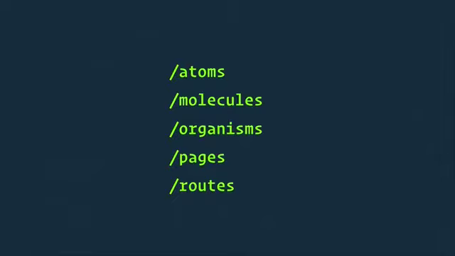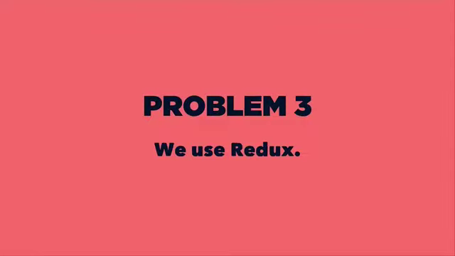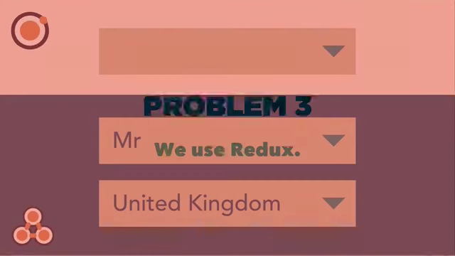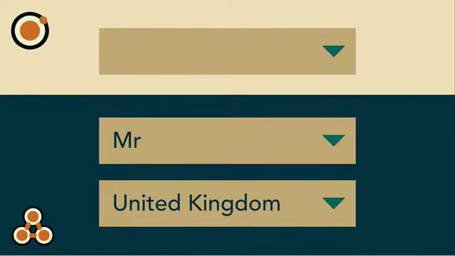Problem 3 we came across was that we use Redux. I know the cool kids are using MobX these days, but they're equivalent problems. So in general, you would only connect things at higher levels, at organisms. But there are some cases where it made sense to connect lower things. So for example, we had an atom, which is a drop-down, but then we had drop-downs with options that came from an API, for example, like title or country.